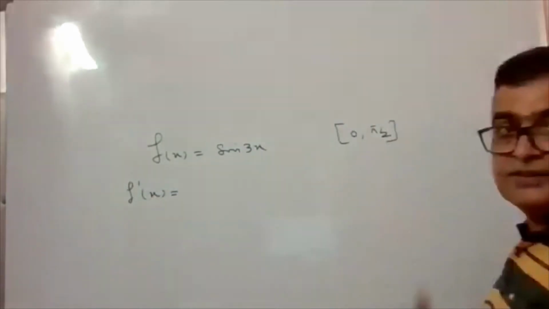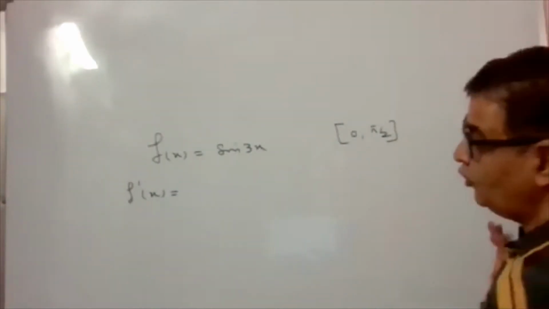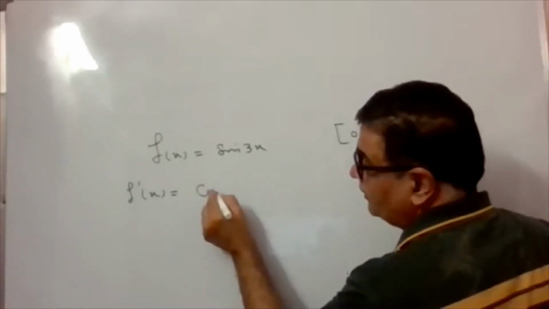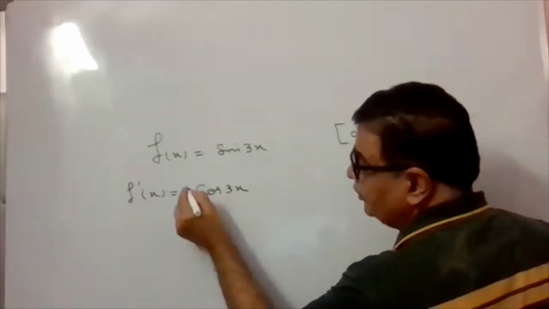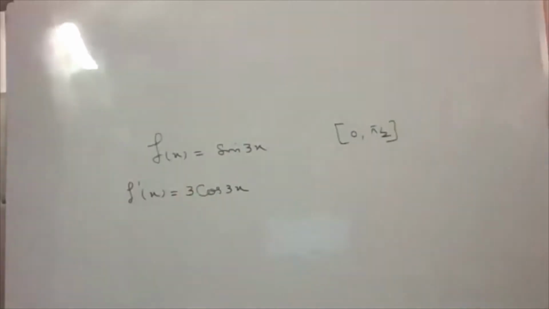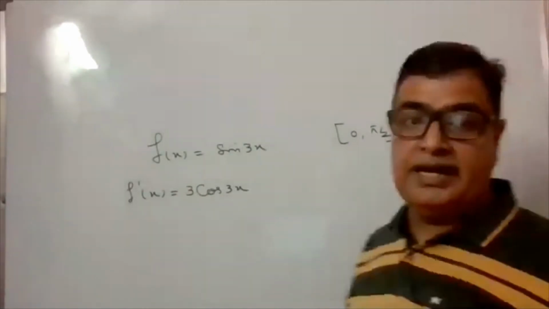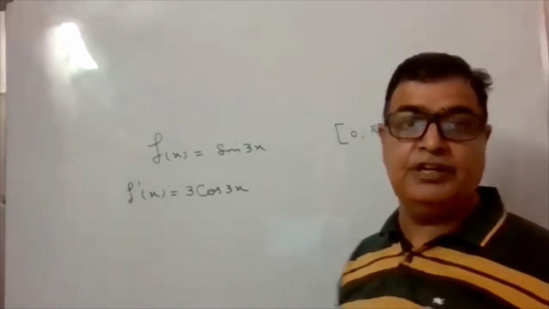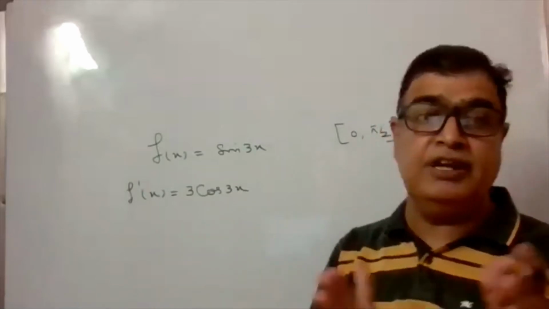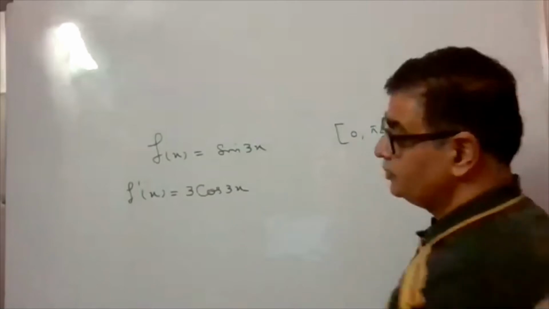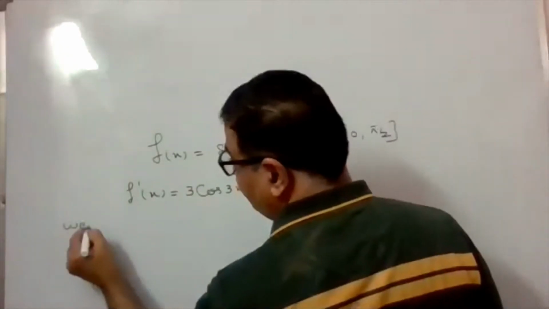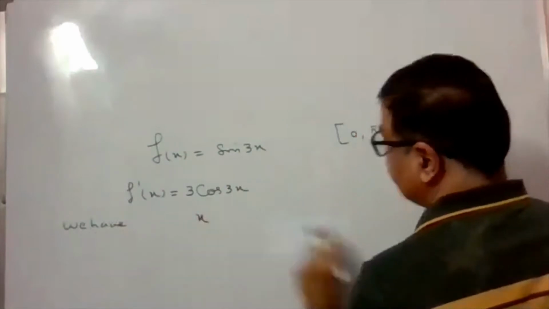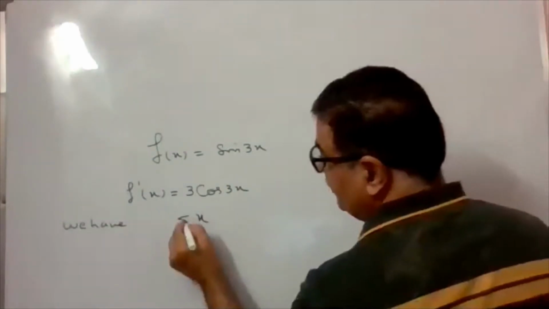f dash x. When you go for f dash x, what does the derivative come to? Sine's derivative will be cos 3x into 3. And now whenever you start a trigonometrical question, after doing the derivative, we should come to the interval that is given in the question. So we should start this way. We have x. What is x given? Between 0 and pi by 2.